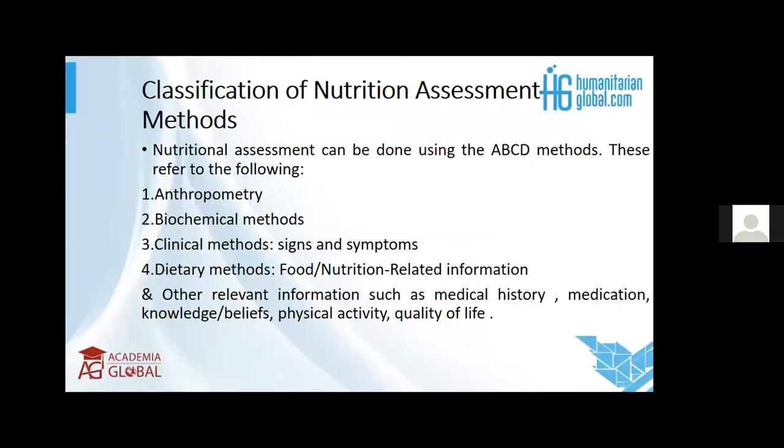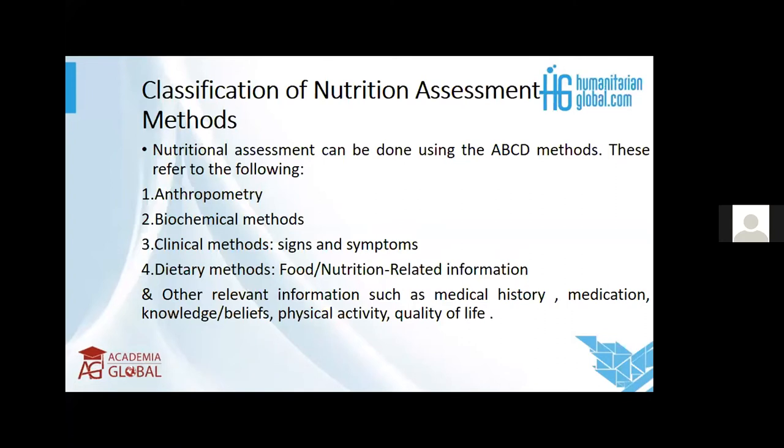So I'll go on and start. These are the methods that we are saying nutrition assessment can be done using, the ABCD methods. These refer to anthropometry, biochemical methods, clinical methods, dietary methods, and of course, other relevant information, because we have to take things like medical history, medication, supplementation, knowledge and beliefs, physical activity, quality of life, even socioeconomic status, which will have an effect on the nutrition status of individuals because it will affect their lifestyle. So now we will start exploring these methods.